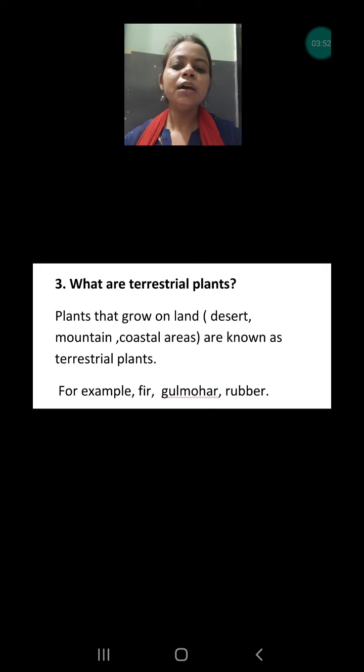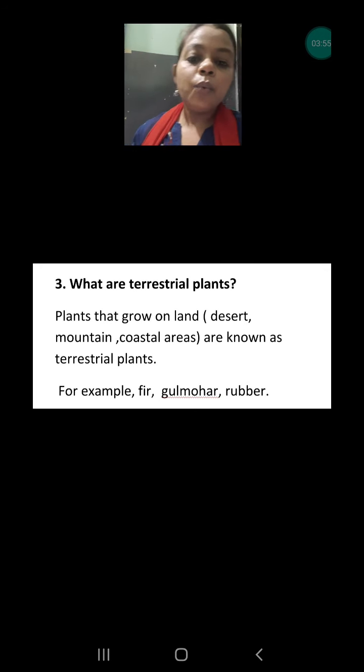Now come to question number 3. What are terrestrial plants?